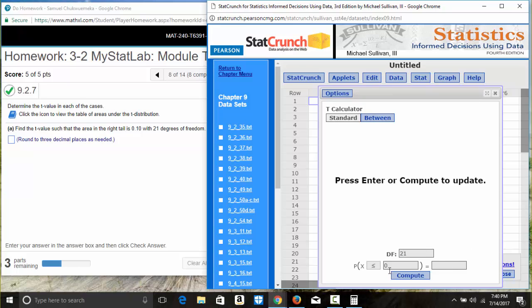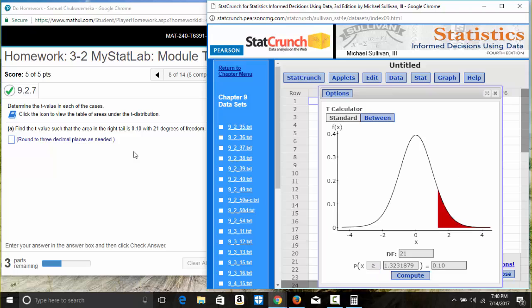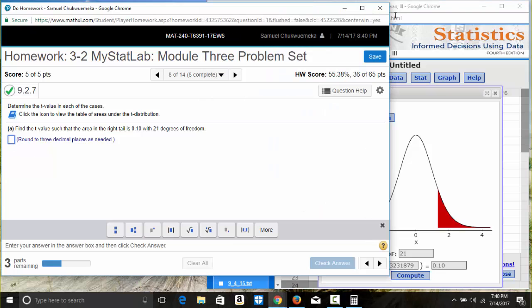And here, you don't put this here, please. This is the actual T value. The area is what they gave you here. This area, you have to put it here. Area is 0.10. And this is less than or equal to, so this is left tail. You want the right tail because that is what they asked. So area to the right tail.